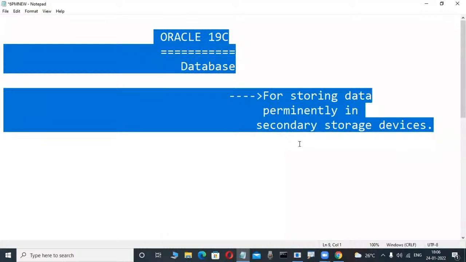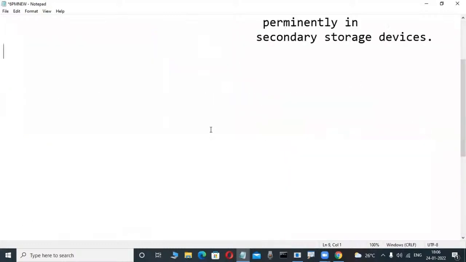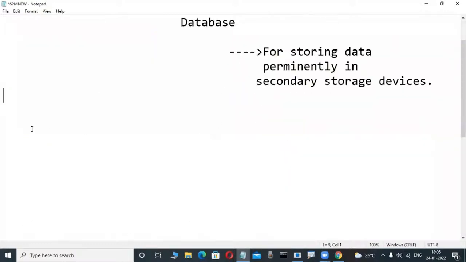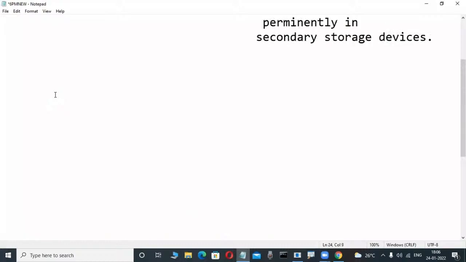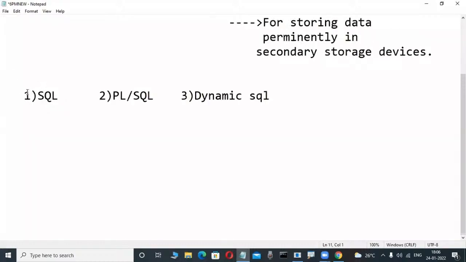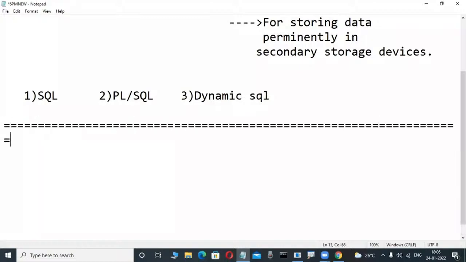What is that today? I will tell you. These databases, that is Oracle, SQL Server, DB2, Sybase, MySQL, are all implemented based on the relational data model concept. For operating these products, we are using SQL. But for the Oracle database product, three languages are used. One is SQL, another is PLSQL, another is dynamic SQL. Up to this, we learned in previous classes.